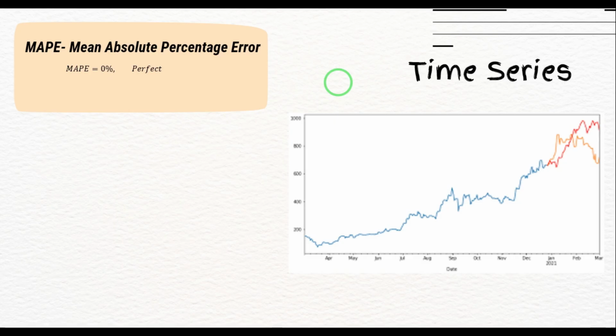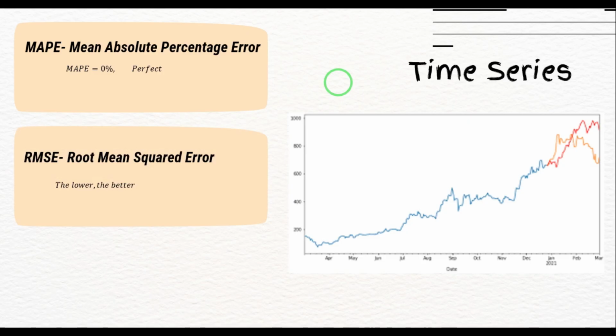The first one is MAPE, mean absolute percentage error. It measures the average percentage error between predicted and actual values. It tells you, on average, how far off your predictions are in percentage terms. For interpreting it, 0% says the forecast is perfect, but for example, 5% shows on average 5% deviation from the true values.